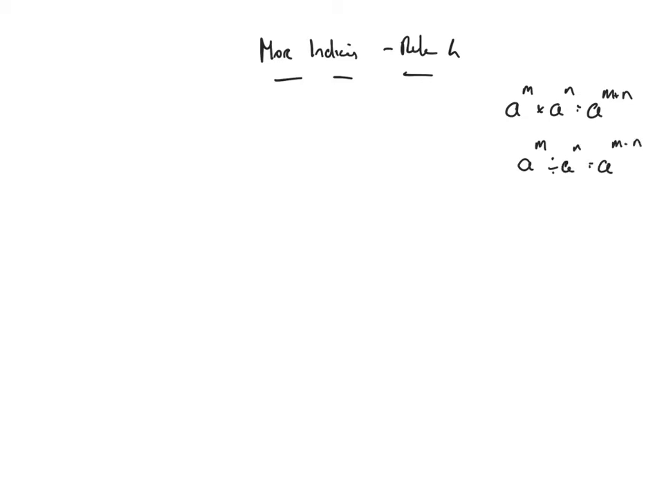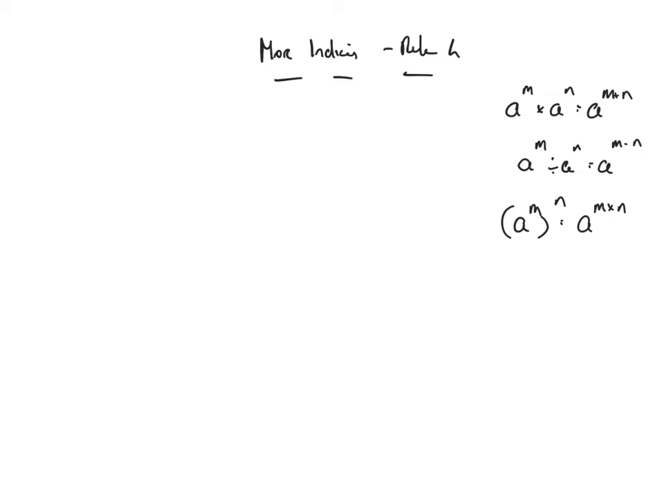Okay, we're going to look at more indices, and we're going to look at rule 4. I'm just going to keep this short because we don't want to confuse matters by introducing too many rules at the same time. So let's go over rule 1 again. Rule 1 is when you multiply, you add the powers. Rule 2 is when you divide, you subtract the powers. Rule 3 is when you bring a power to a power, you multiply the powers.